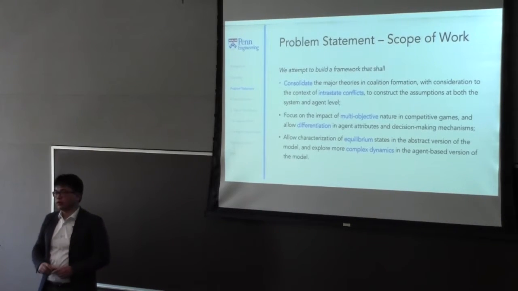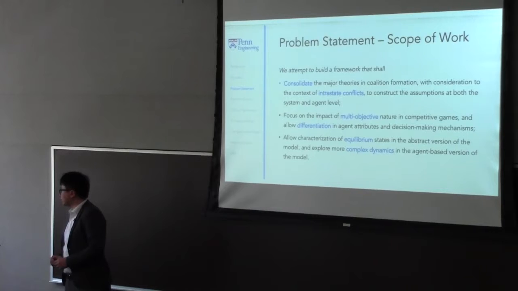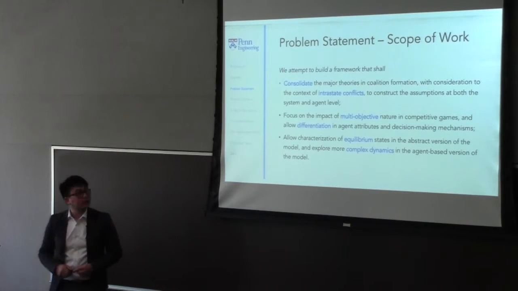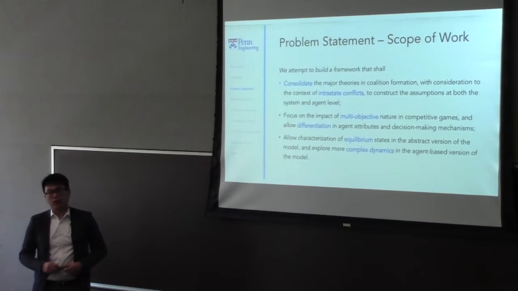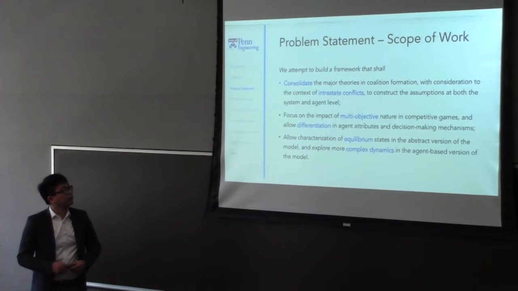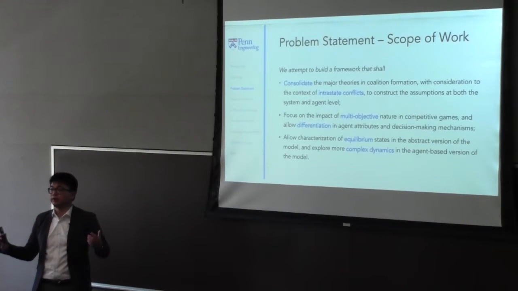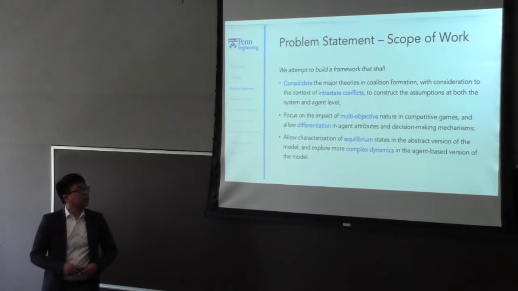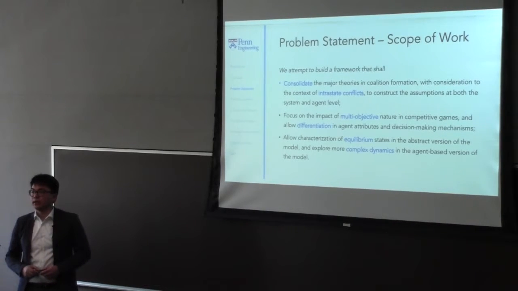The scope of work, there are three primary things we're trying to achieve here. The first one is to consolidate the major theories in coalition formation with a consideration to the context of intrastate conflicts, which means the conflicts within a country, and to construct assumptions at both the system and agent level.